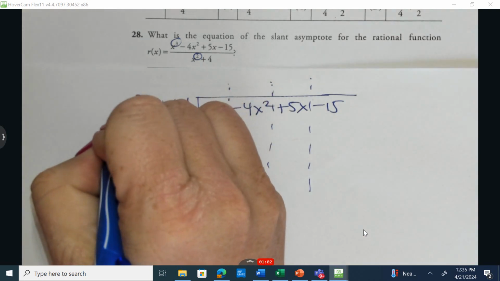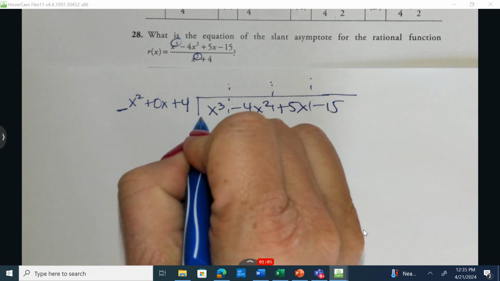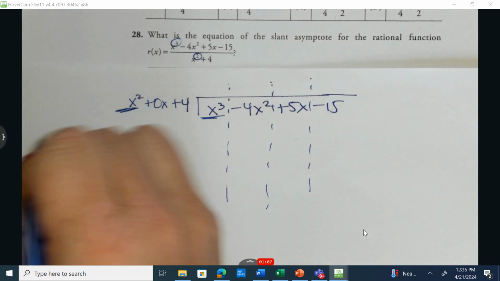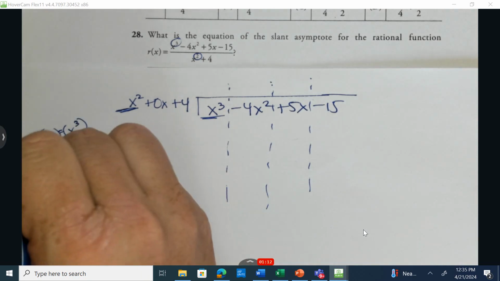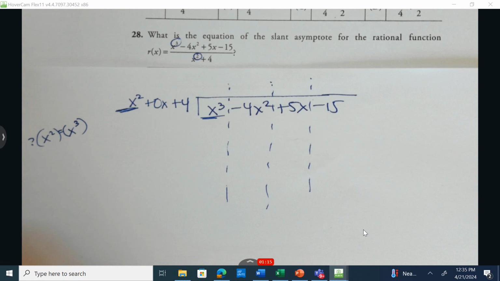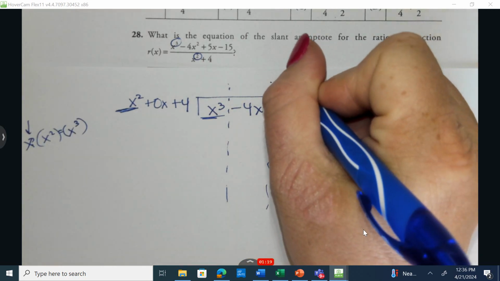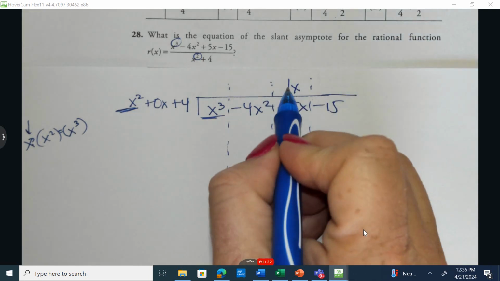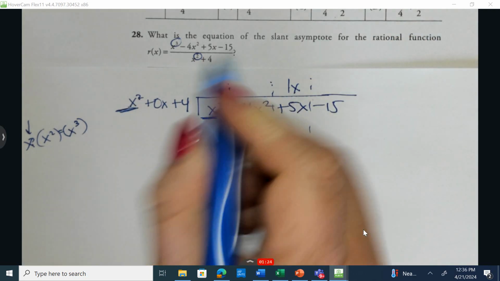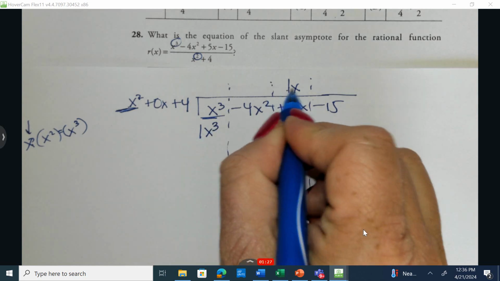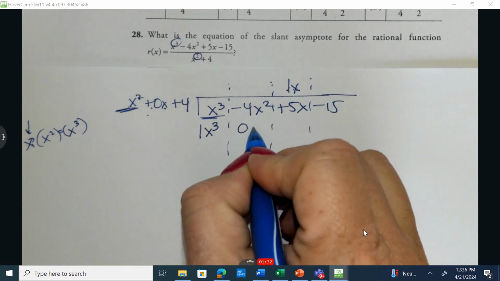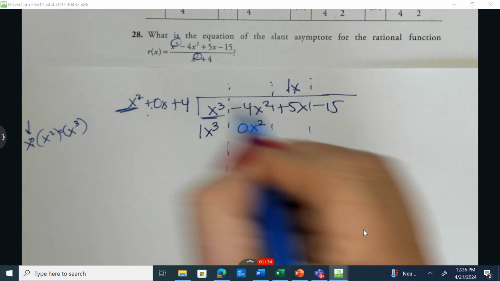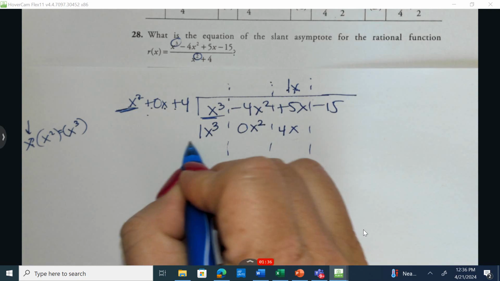So I'm asking myself, what value do I take times x squared? So what times x squared gives you x to the third? Well, I need one more x. That's what I need. So in the x position, I'm going to put a 1x. Now let's multiply. So 1x times x squared is 1x cubed. 1x times 0x, well, 1 times 0 is 0, and x times x is x squared. 1 times 4 is 4, and we have 1x.